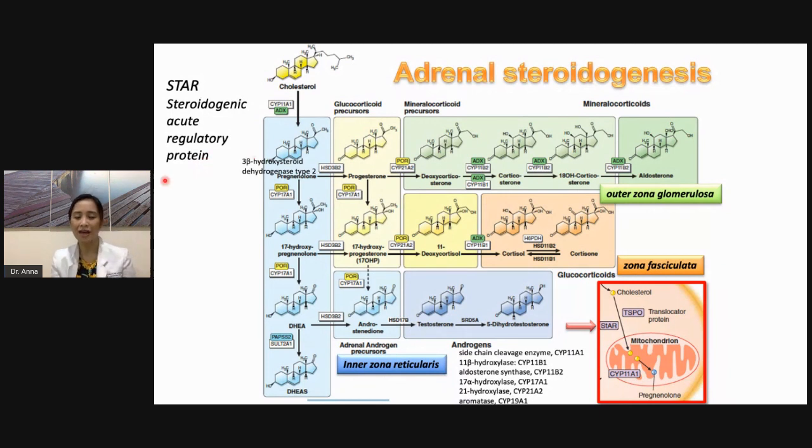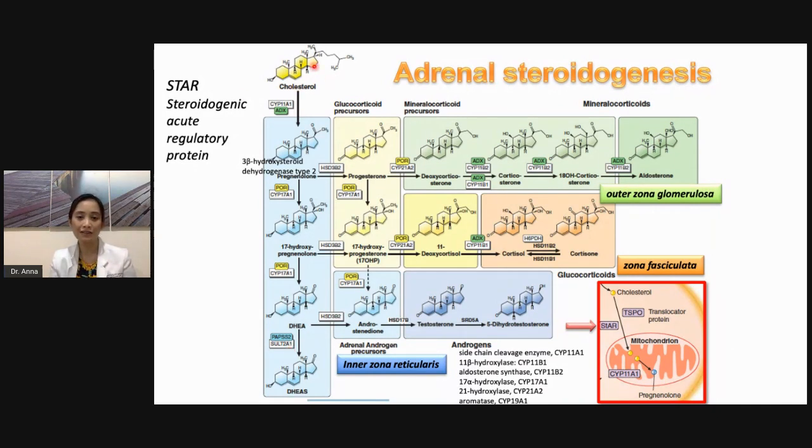So if you have a defective STAR protein, let's say you have a genetic defect encoding this protein, then usually it's not compatible with life because you are unable to synthesize the different crucial steroid hormones needed to survive. So these babies usually don't survive for long and have multiple congenital defects at birth.